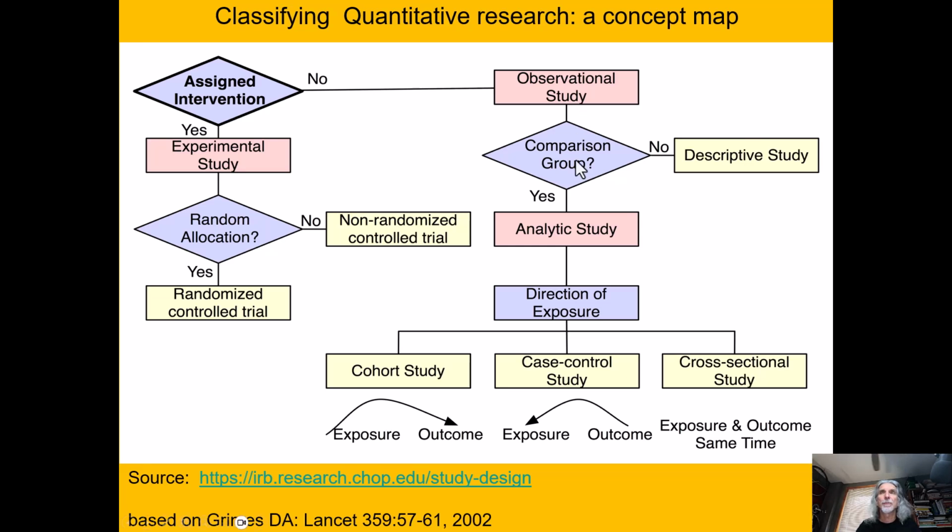Do we have a comparison group? If no, there's only one thing we're studying and we're not doing any comparisons, it's a descriptive study. Otherwise, it's an analytic study, and then we end up with one of these, which is the direction of the exposure before outcome. Prospective is the first one, the second one is retrospective, and a cross-sectional study takes place at the same time. So that's a flowchart that could be useful for you. It doesn't have all of the different perspectives built in, but it's pretty useful.